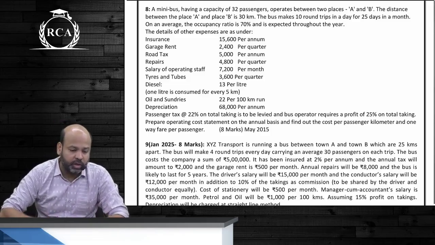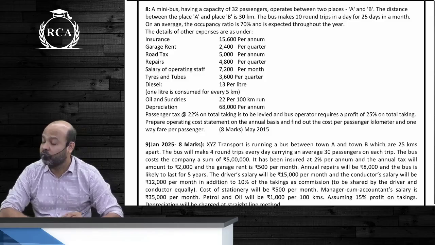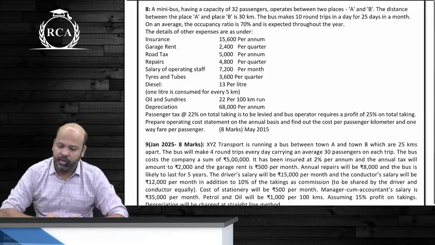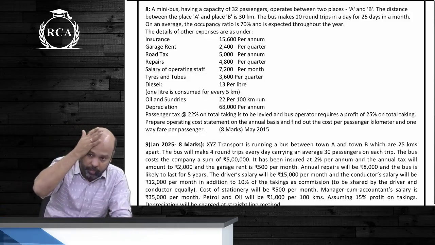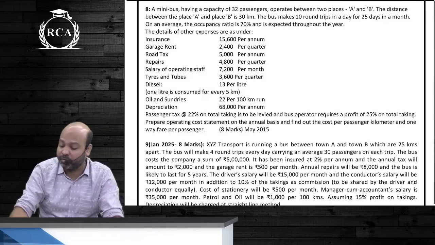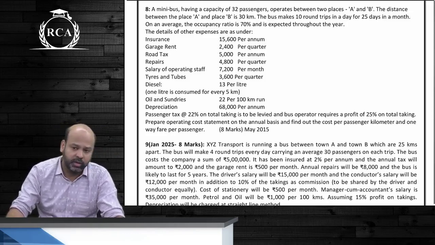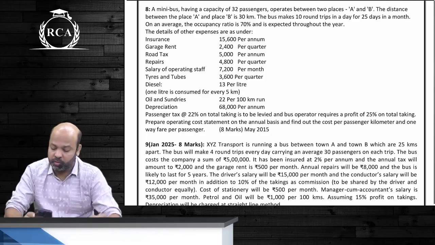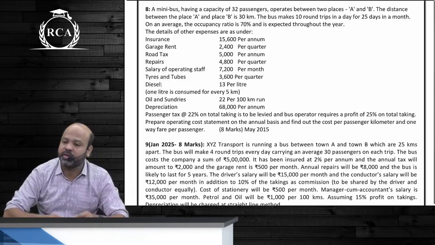Next line. If X is the total revenue, if X is the total taking, next line, passenger tax will be 0.22x, and profit will be 0.25x. So our net cost will be 0.53x.